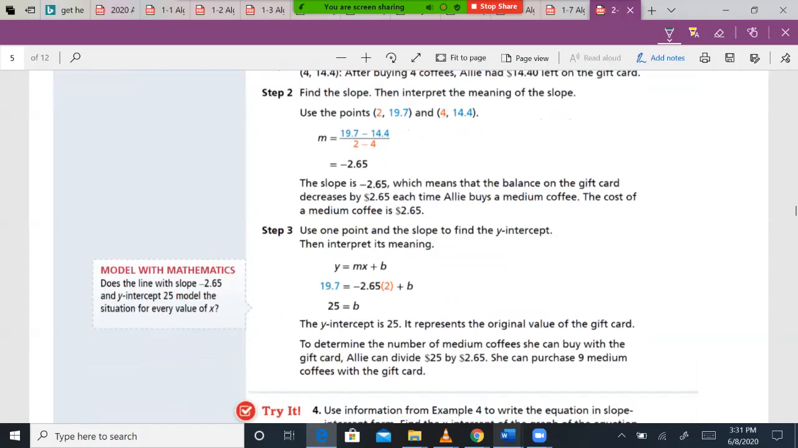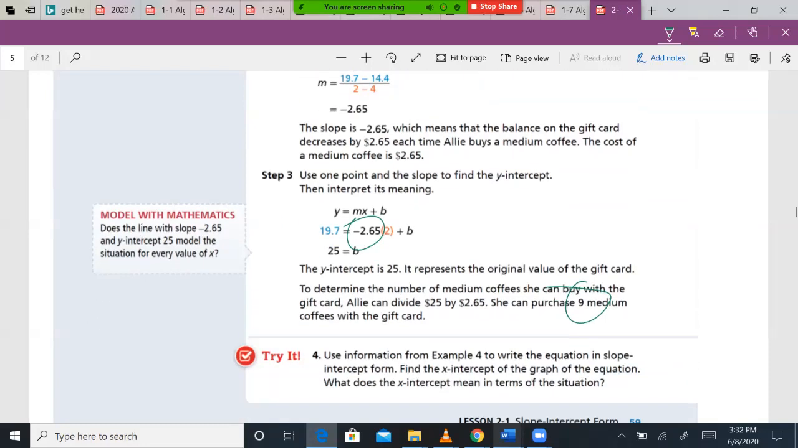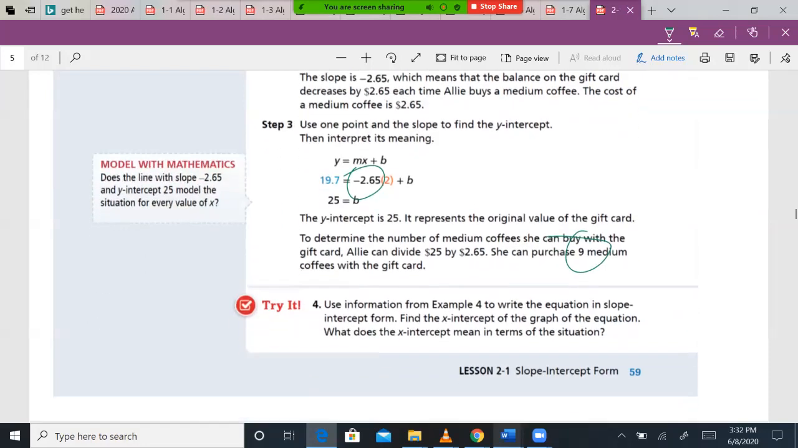And since every cup of coffee is $2.65, we can divide 25 by that. We get 9 cups of coffee that we can buy. Okay, so use the information from example 4 to write the equation in slope-intercept form. Find the x-intercept of the graph of the equation, which we kind of already did. Okay, so technically our m was this, our b was this. Let's write the equation. y equals -2.65x plus 25.